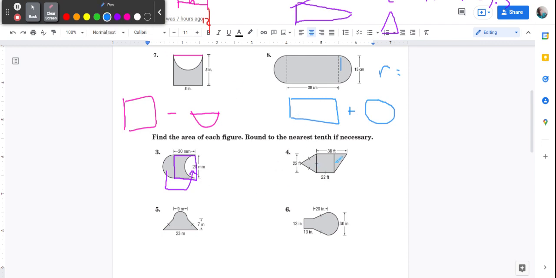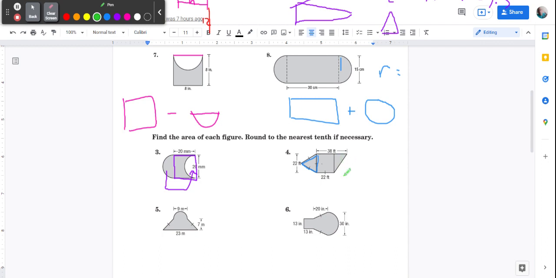Number 4, we have an equilateral triangle right here. An equilateral triangle on the 9A notes. There's a formula for area of equilateral triangle right there. Okay, so the side length is 22. So we should be able to find the area of that equilateral triangle. The formula is on the 9A notes.